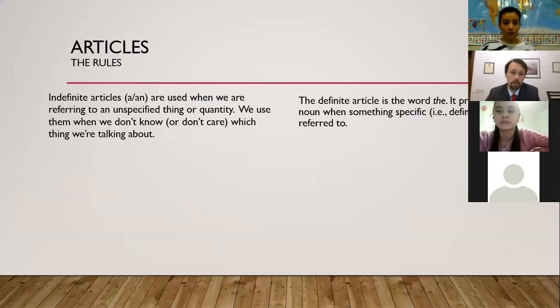I bought them. But if I bought these shoes, those are the shoes I dreamt of for many, many days. And now I have enough money and I bought them. So those are the shoes, the important, lovely shoes. So the definite article is the word the. That's definite. It precedes a noun when something specific is being referred to. So definite, specific, these are good words to know.